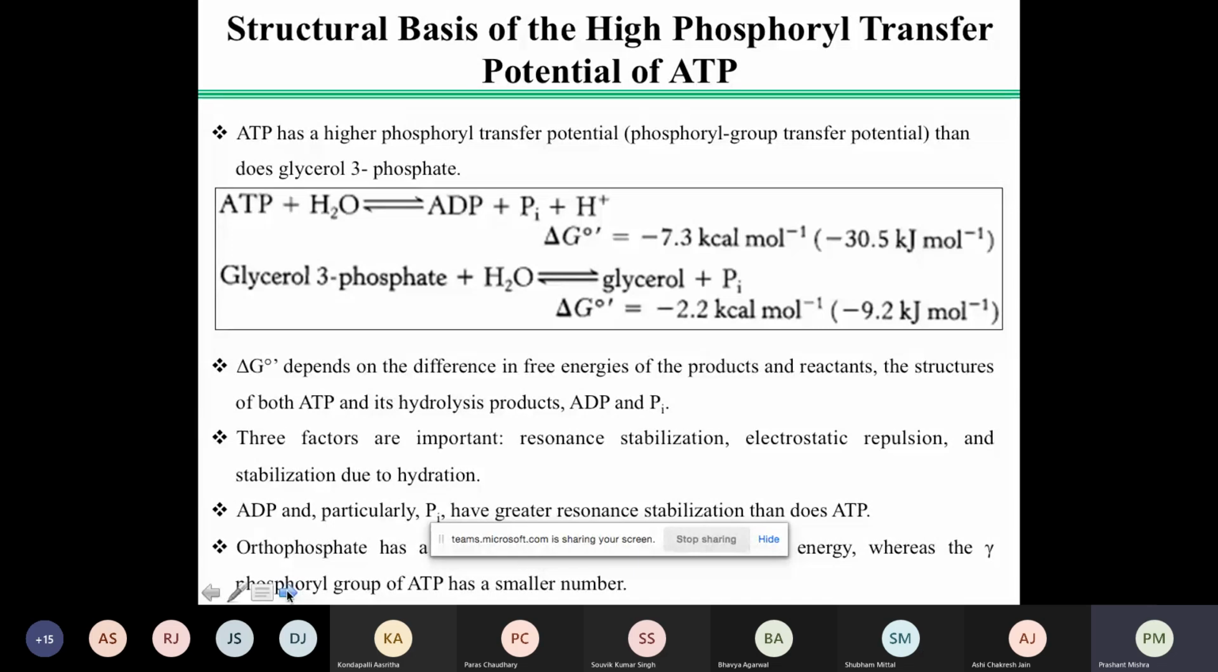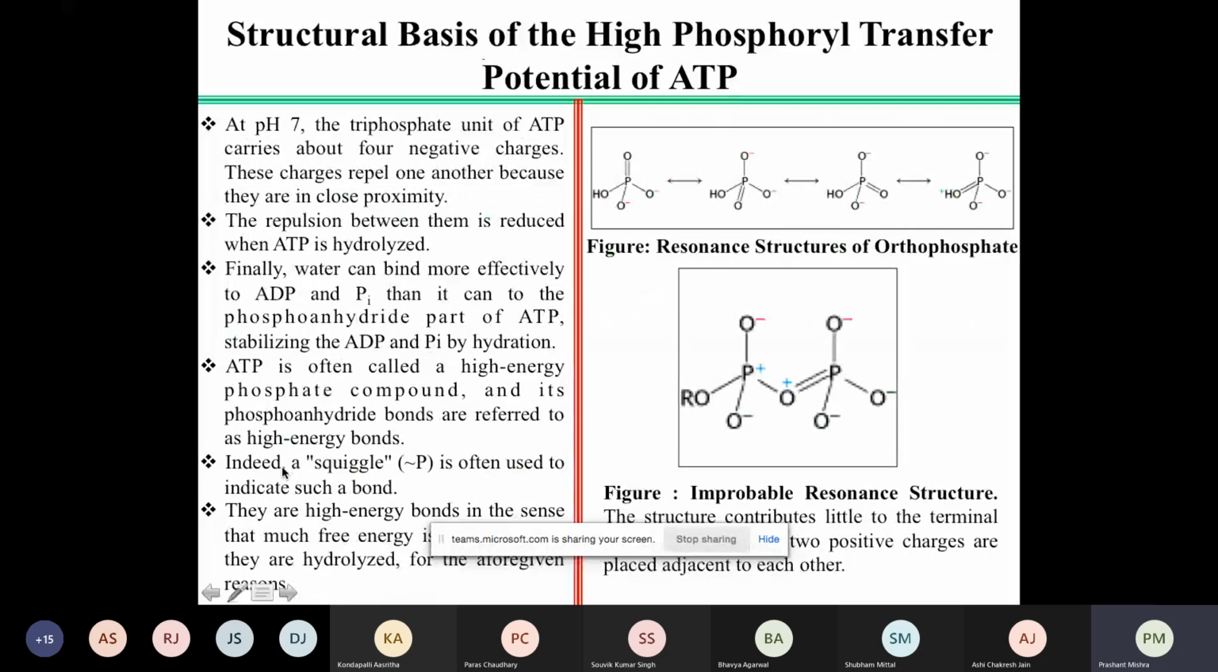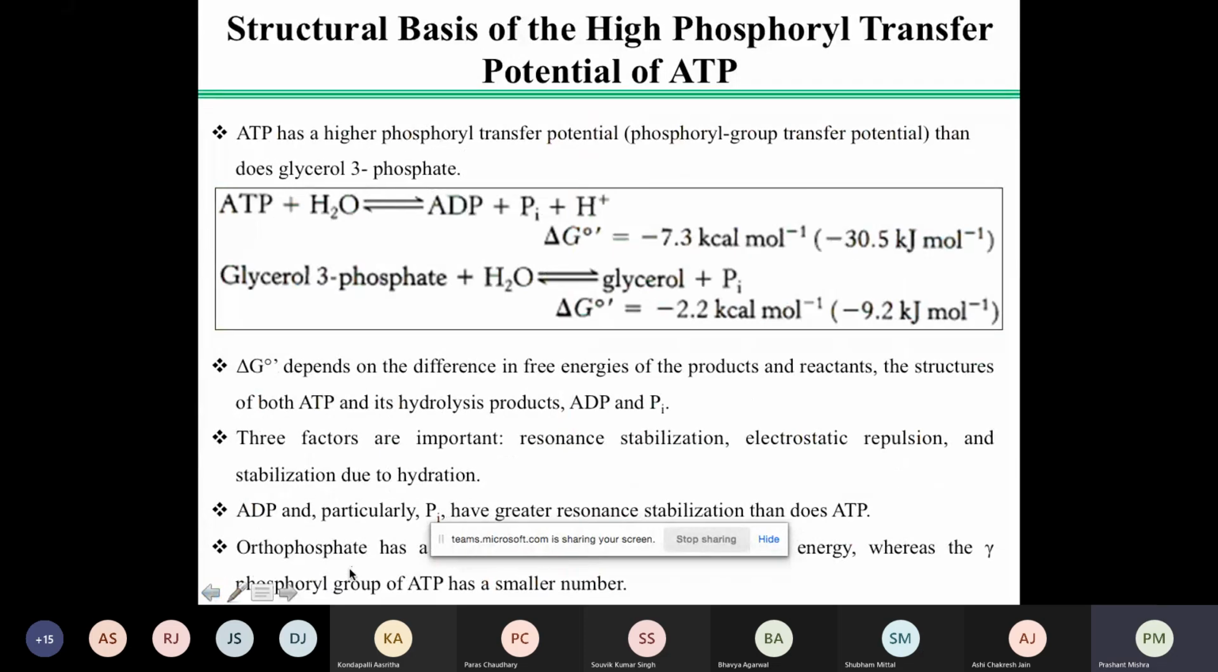So the reaction will move in the forward direction. The second thing is that the orthophosphate group has high energy, whereas the gamma phosphoryl group of ATP has a smaller number of resonance forms. So if I look at orthophosphate, I can make different resonance stabilized forms, whereas if I take ATP, the number of forms is limited.